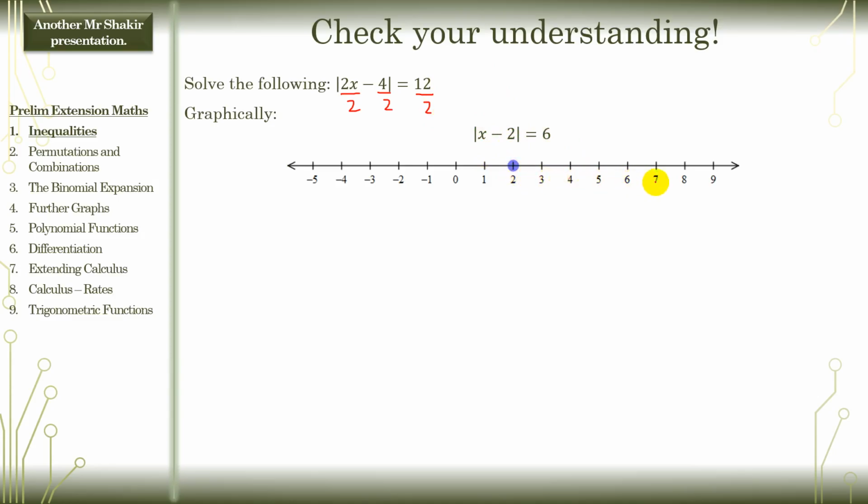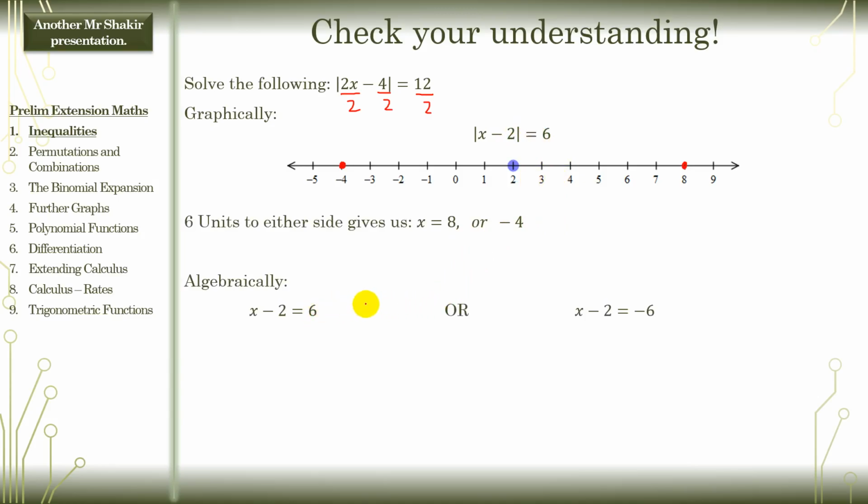So 2 plus 6 gives you 8, and 2 minus 6 gives you negative 4. The distance of x from 2 is 6 units away. X is equal to 8 or negative 4. Now, algebraically, remember, wipe it off, write plus minus. Plus 6, minus 6, and take 2 to the other side, x is equal to 8, x is equal to negative 4. Same answer. You can do it either way, whichever way you prefer.